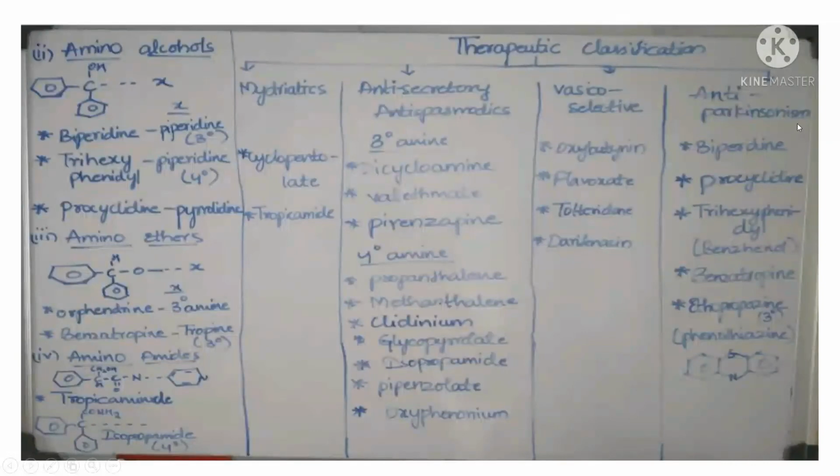And anti-Parkinson drugs: biperiden, procyclidine, trihexyphenidyl, benzatropine, ethopropazine, which consists of phenothiazine. Okay, just remember this therapeutic classification also along with the chemical structure classification.